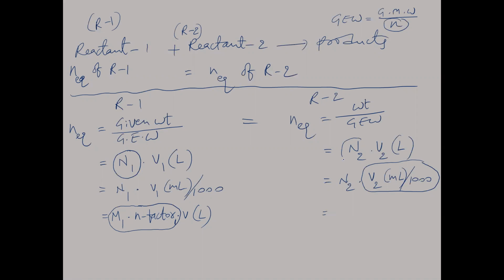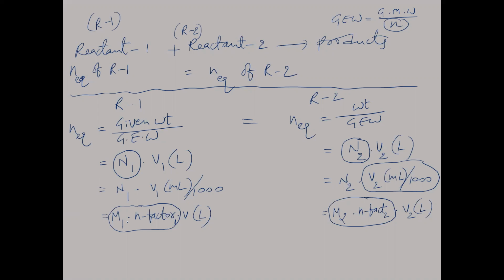If the normality of the second reactant is considered, what do we take in place of M2? Molarity of the second reactant into N factor of the second reactant into volume in liters. So M2, molarity of the second reactant, into N factor of the second reactant, is the normality of the second reactant, into the volume of the second reactant in liters. Is that clear? So for anything, we can take this formula.